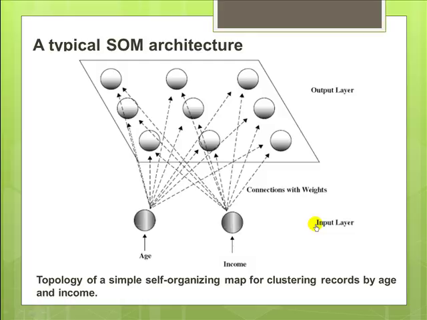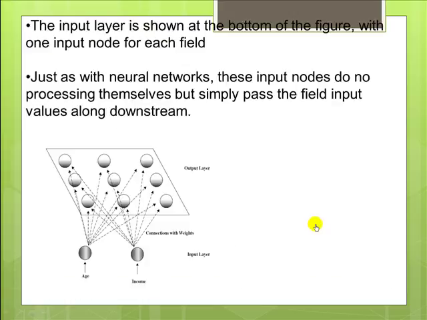We're just measuring their age and their income, and we're going to try and produce this kind of map that we're going to see shortly. Also, you see that this is called the input layer, just like before, and this is called the output layer here.